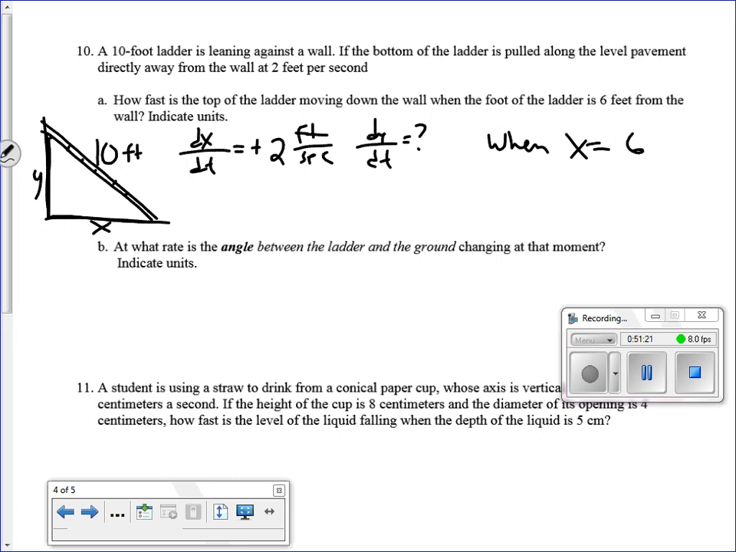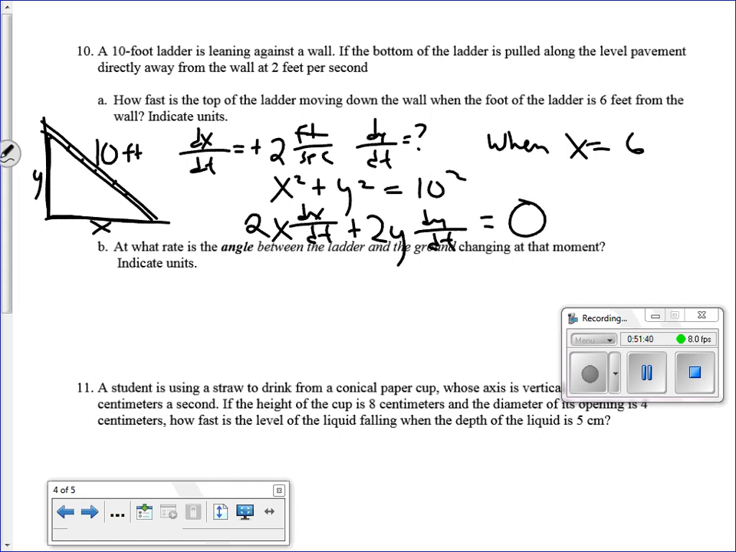So again, length of the side of a right triangle, Pythagorean theorem. We start out with x squared plus y squared equals 10 squared. We differentiate, so 2x dx/dt plus 2y dy/dt equals 0. The derivative of 100 is 0, any constant is 0. Divide both sides by 2 to get rid of the 2's.